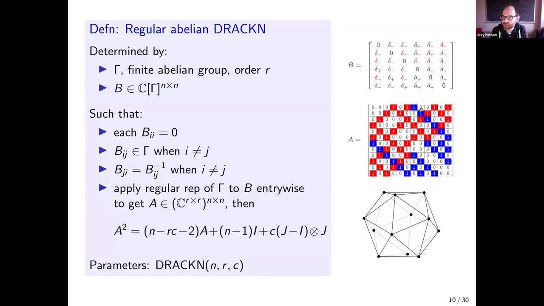I do that entry-wise, and that gives me this matrix I call A. That matrix A, I want to be the adjacency matrix of a graph. And I think actually to many of you here, you'd think the graph is really what I'm talking about. But I need something to happen: when I square this A, I get a particular multiple of A plus a multiple of the identity plus this Kronecker product.